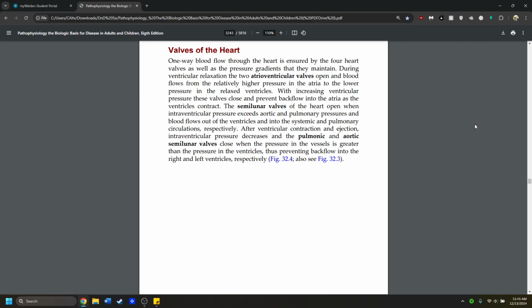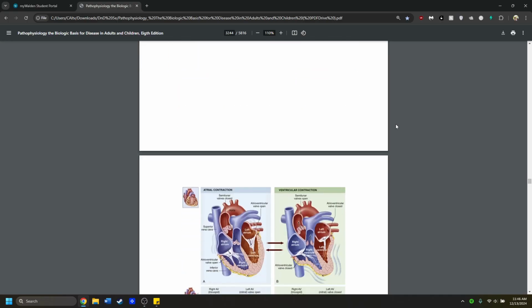The semilunar valves of the heart open when the intraventricular pressure exceeds aortic and pulmonary pressures, and the blood flows out of the ventricles and into the systemic and pulmonary circulation, respectively. After ventricular contraction and ejection, intraventricular pressure decreases and the pulmonic and aortic semilunar valves close when the pressure of the vessels is greater than the pressure in the ventricles, thus preventing backflow into the right and left ventricle, respectively. This is what prevents the regurgitation in the heart.